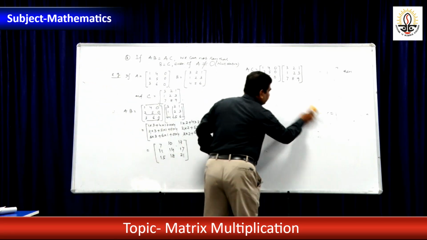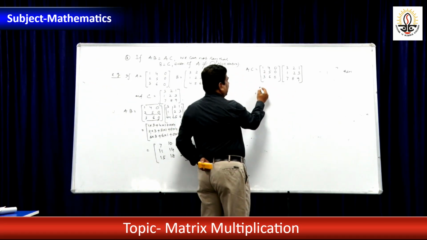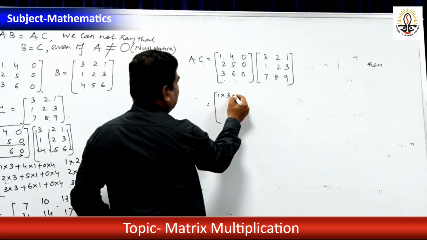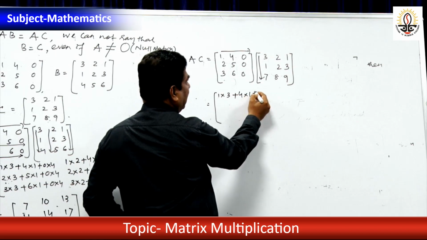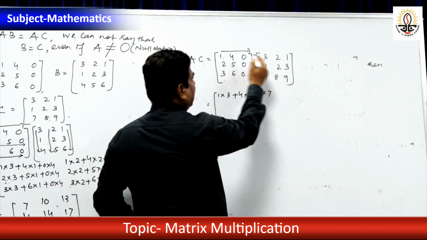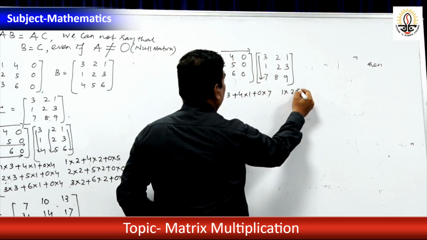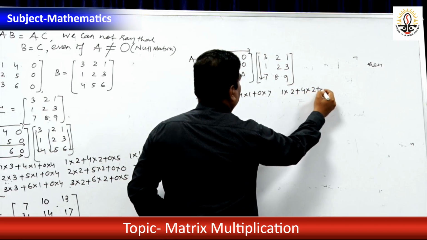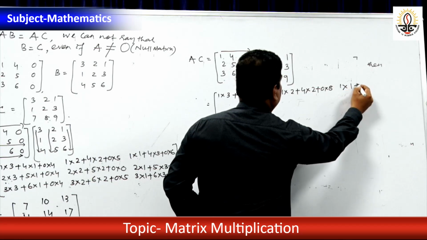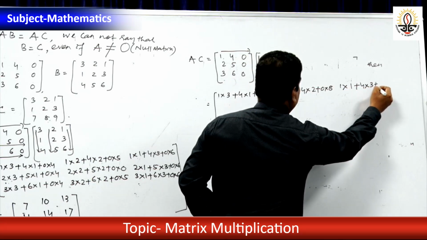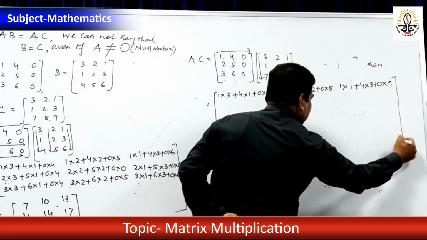Here you see, again you multiply the first row with the first column: 1 into 3, 4 into 1, 0 into 7. Next is 1 into 2 plus 4 into 2 plus 0 into 8. Next is 1 into 1 plus 4 into 3, 0 into 9.